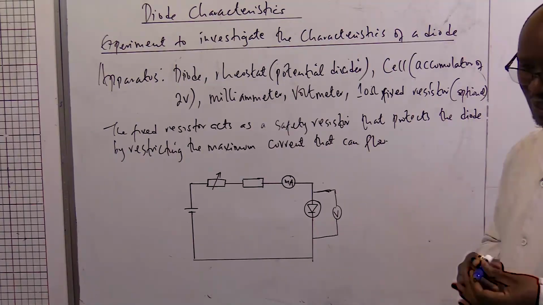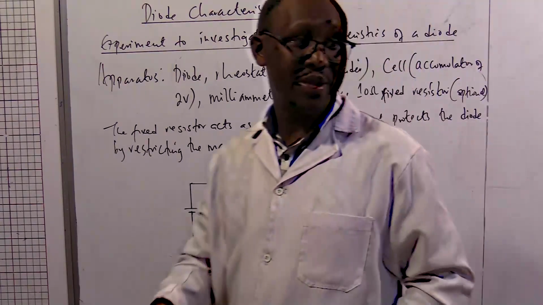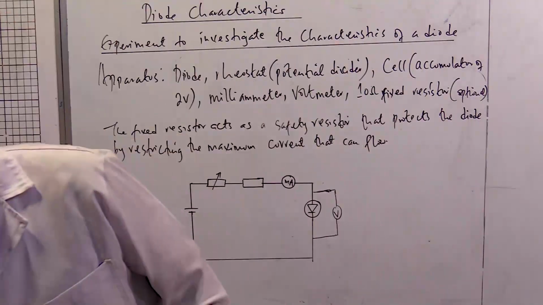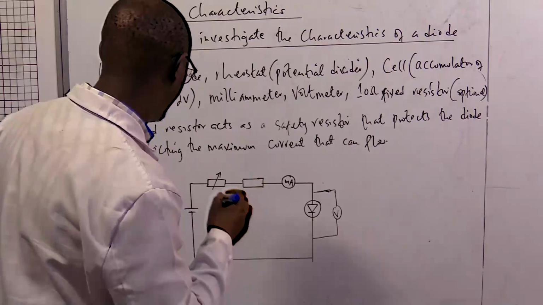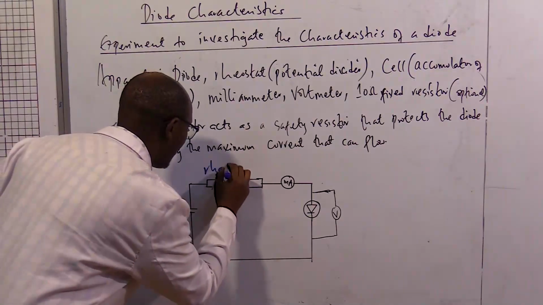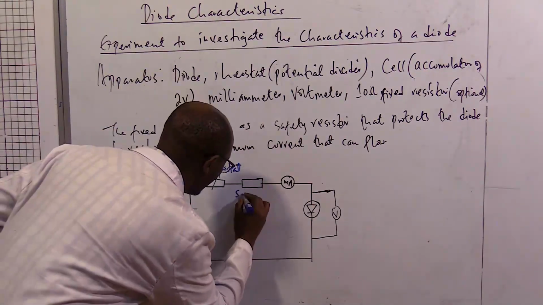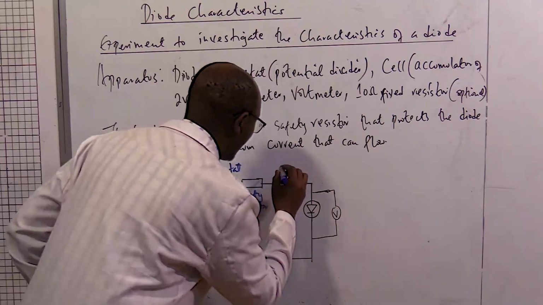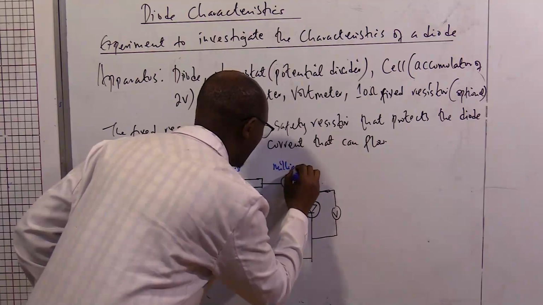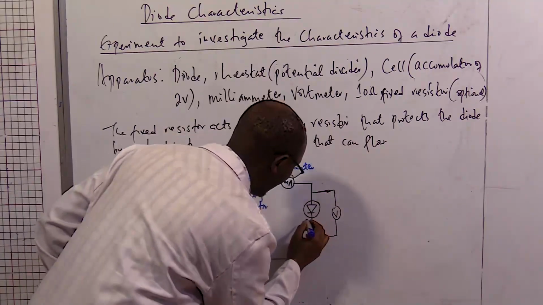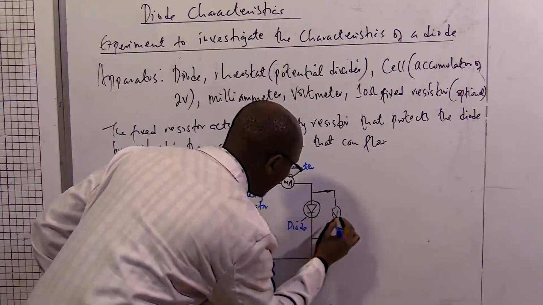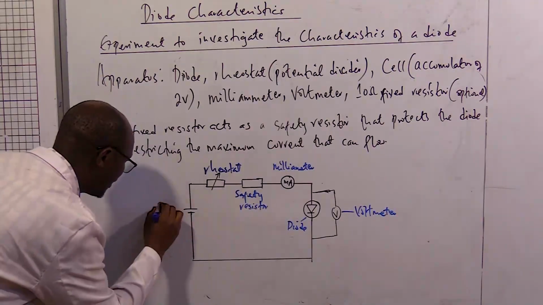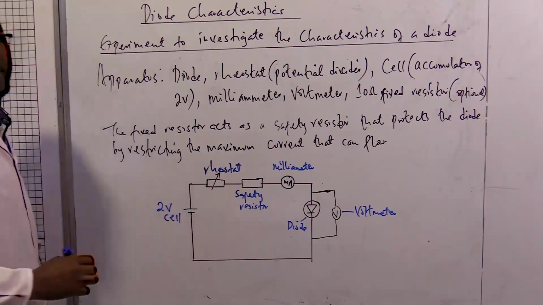Then we can label that. I'm looking for a blue pen. So this is our rheostat. This is the safety resistor. This is the milliammeter. Of course, that is our diode. This is our voltmeter. And this is our 2-volt cell.